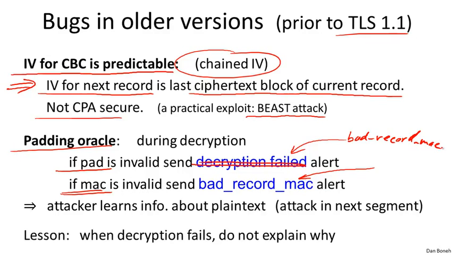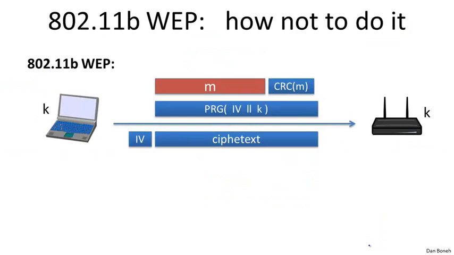Now the lesson from this is that when decryption fails, you should never ever explain why. I guess this is something that comes out of networking protocols, where if there's a failure, you want to tell the peer why the failure occurred. Well, in cryptography, if you explain why the failure occurred, that very often leads to an attack. In other words, when decryption fails, just output reject, and don't explain why the reject actually happens, just reject the ciphertext.